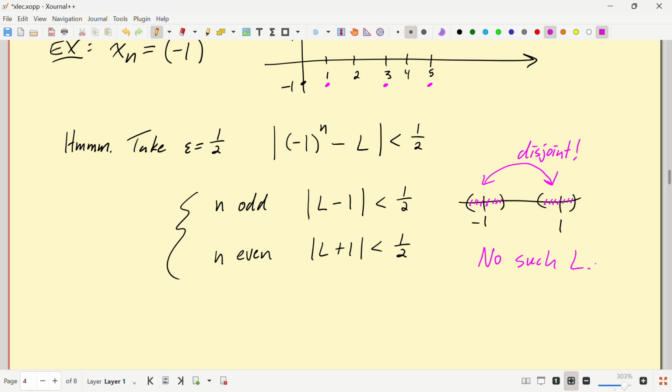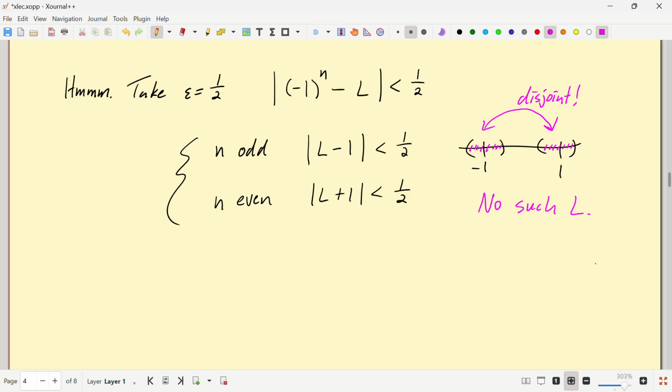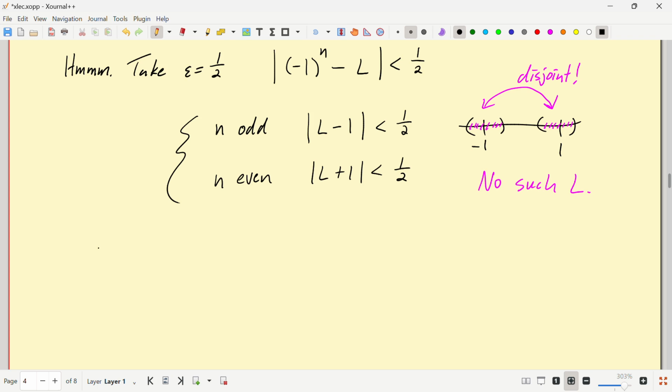And then when you think of that picture, I could let that epsilon half get bigger and bigger until those two intervals touched each other. And so you could see that epsilon equal 1 also fails. Anything less than 1 would work, but anything bigger than 1, you run into the difficulty that those sets intersect. So there are some L's that satisfy both those things. Okay, so that thing doesn't converge.